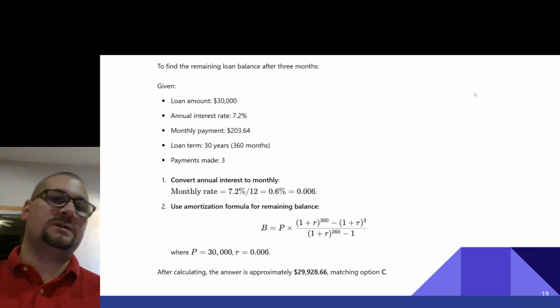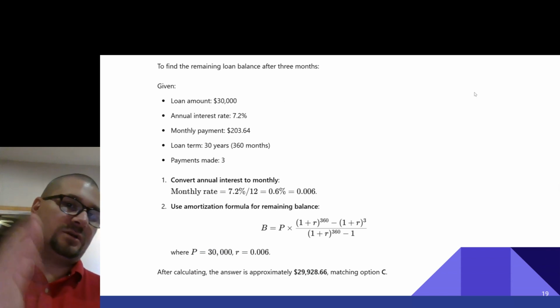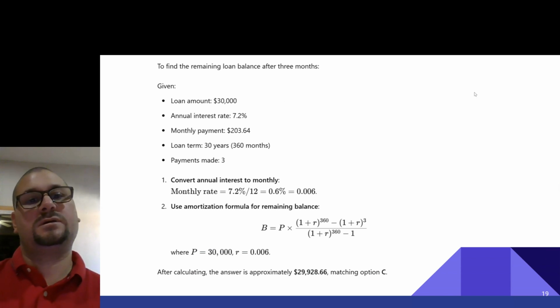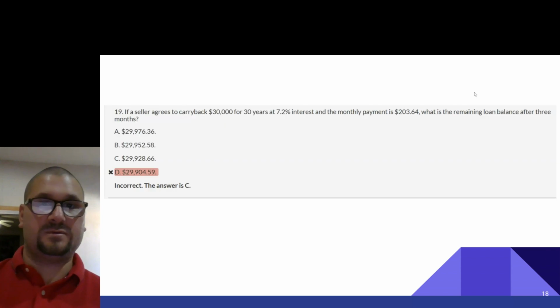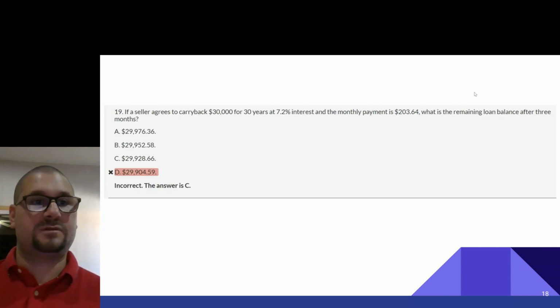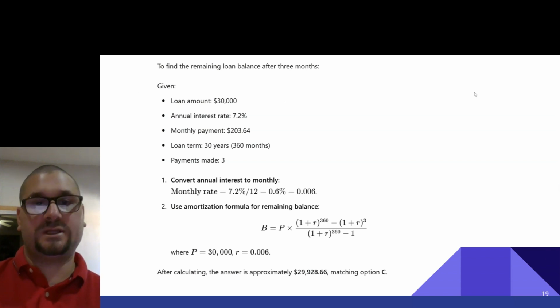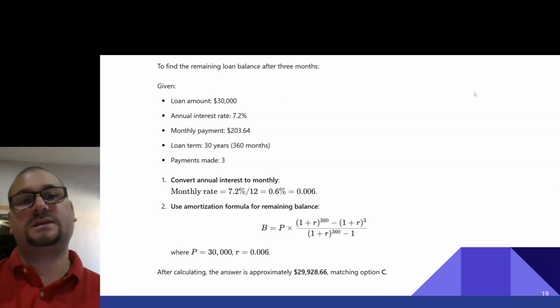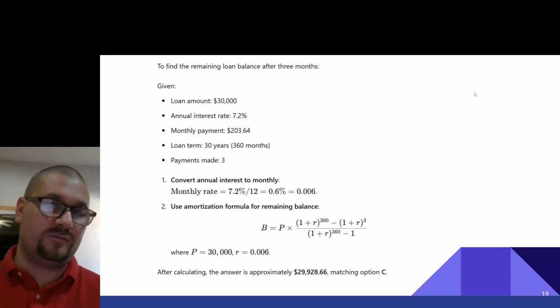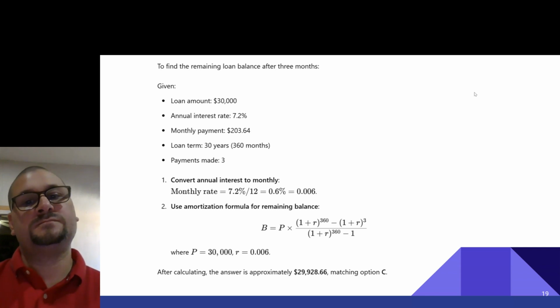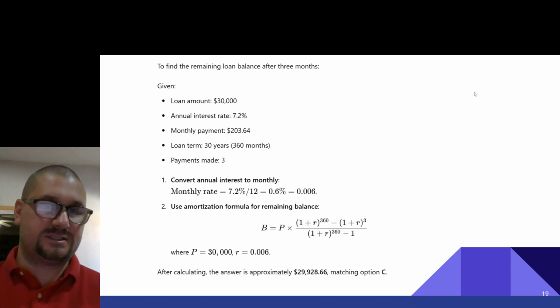Define the remaining loan balance after 3 months, given the loan amount, annual interest, monthly payment, and long term of 30 years, which is 360 months. The payments made, as the problem says, is after 3 months, so that's 3 payments. You convert annual interest to monthly: take 7.2% divided by 12, so that's 0.6% per month, which is 0.006.